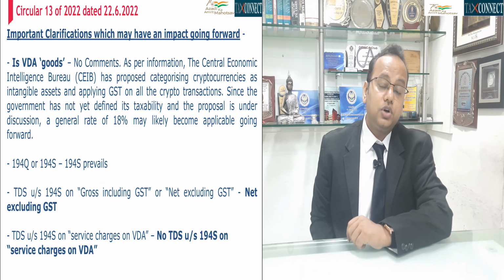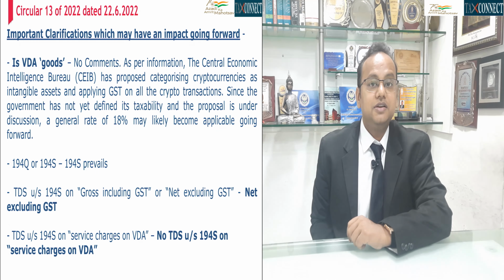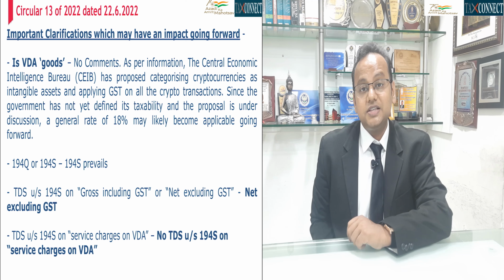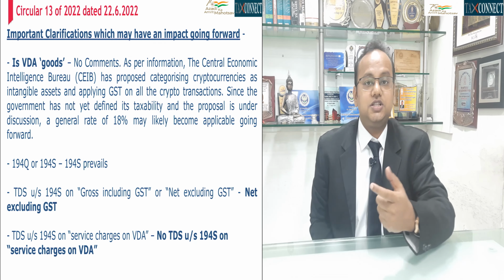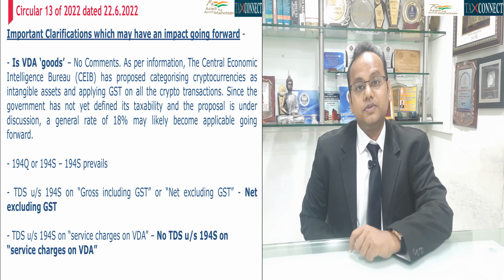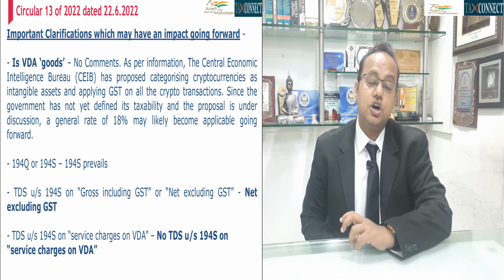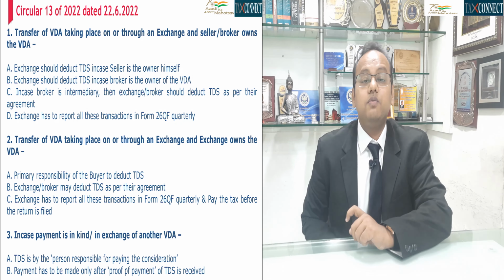Further, it has been notified that if both 194O, that is TDS by e-commerce operators, and 194S would apply, then it would be 194S which would apply over 194O. No TDS under 194S would be applicable on GST. No TDS under 194S would be applicable on the service charges on transfer of VDAs. There may be a TDS under 194J on these service charges, which has not been clarified herein because it is not within the ambit of this circular. This circular is only to clarify on 194S.